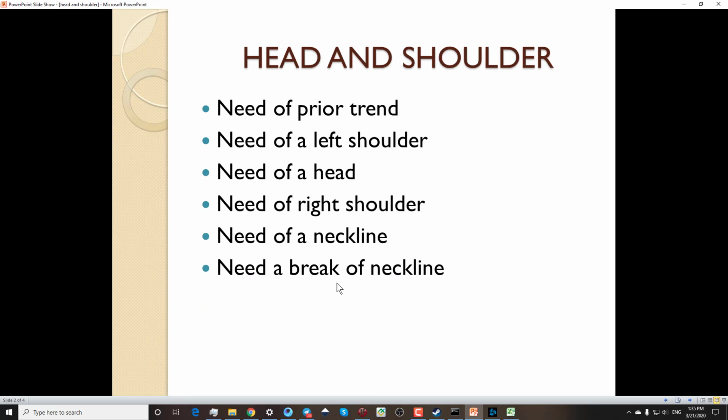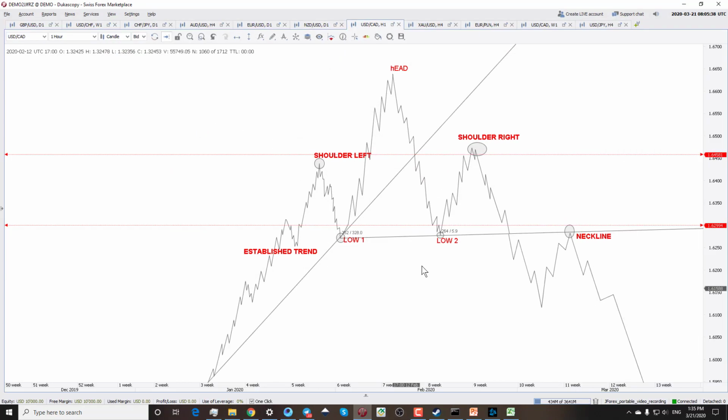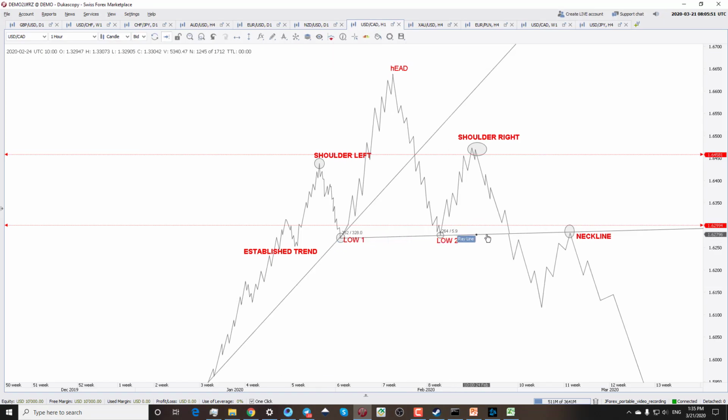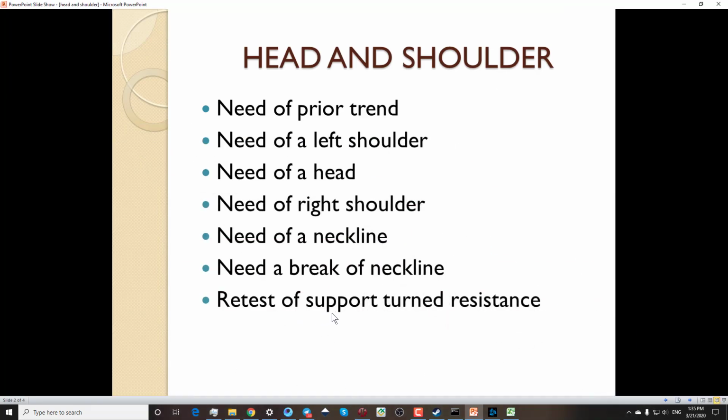Then we need a break of the neckline. Now this neckline should break when there is a decline from the right shoulder. When there is a decline from the right shoulder, this neckline should break in the process, and the retest of support there. Now this neckline is also termed as a support. Now this is a support. This retest of support turned resistance is important for us to enter the market.